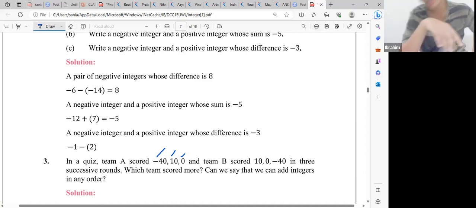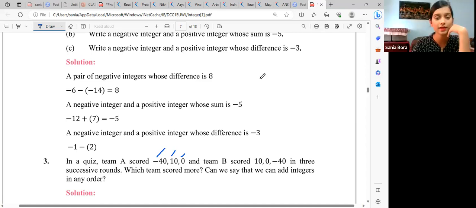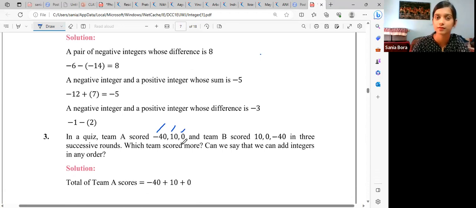It says, can we say that we can add integers in any order? I don't understand that. No, first tell me who scored more. Isn't it equal? I don't know. Do it, you solve it. It can be equal. I'm not saying it will not, but I'm asking you to solve it. What did you get? Yeah, it's equal. So you got minus 30? Yes, it's the same score.